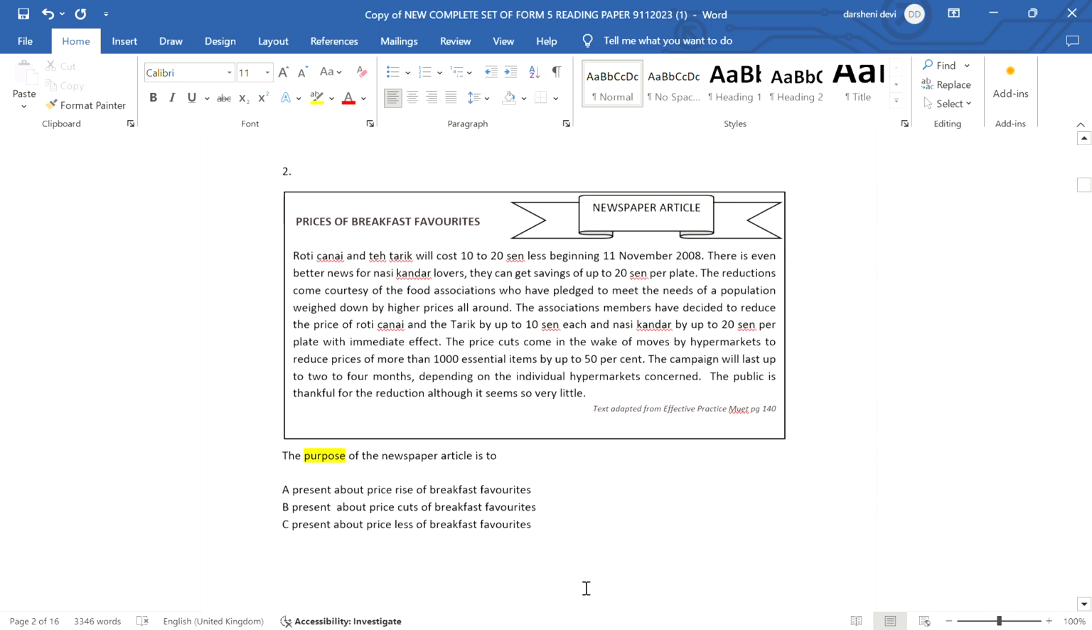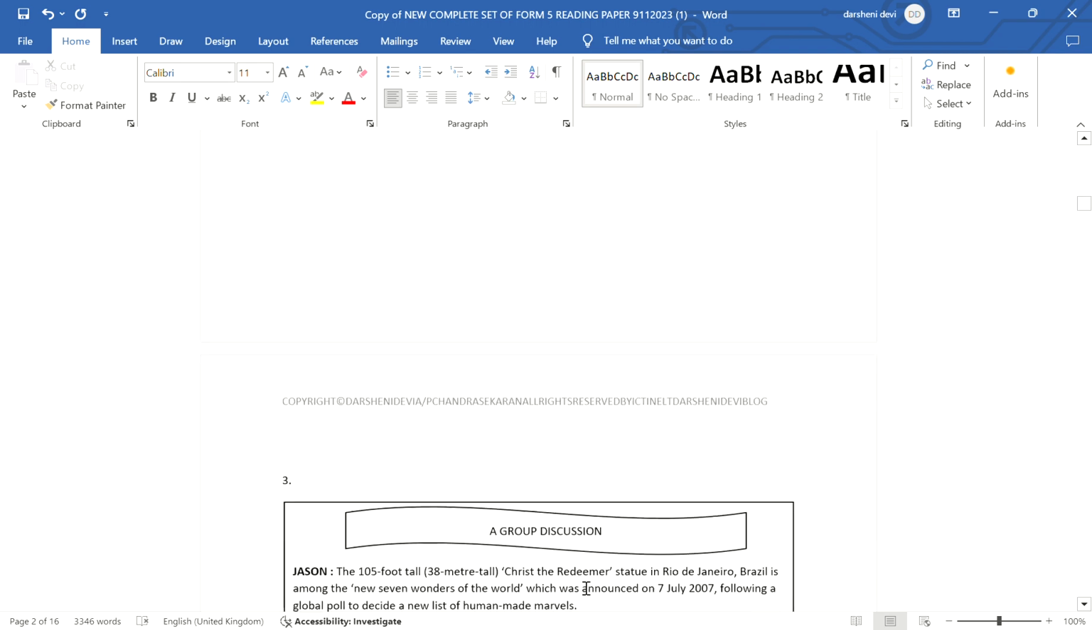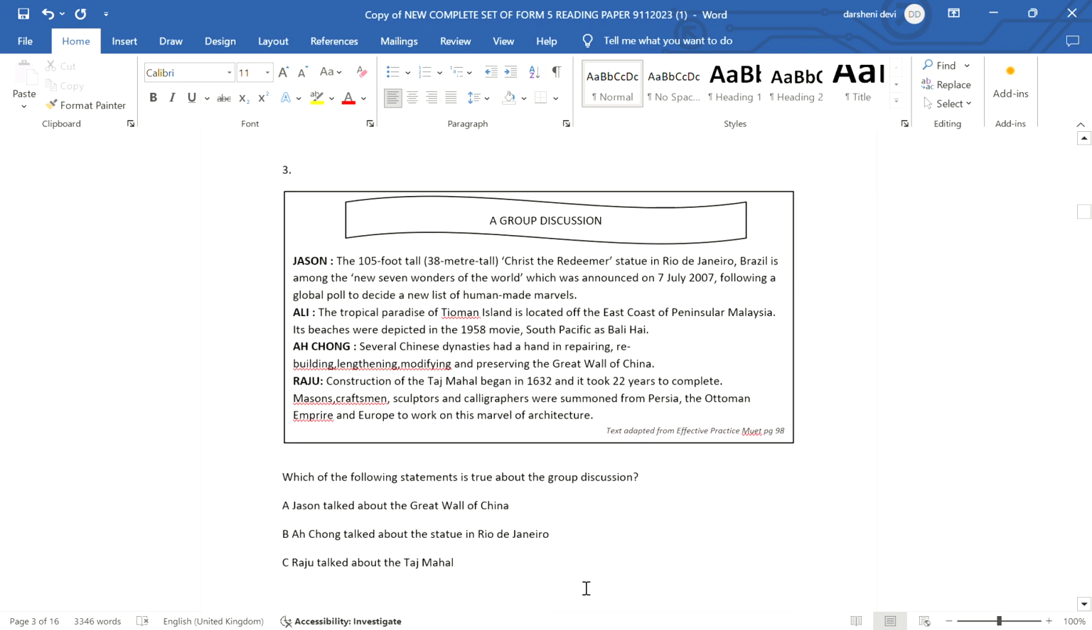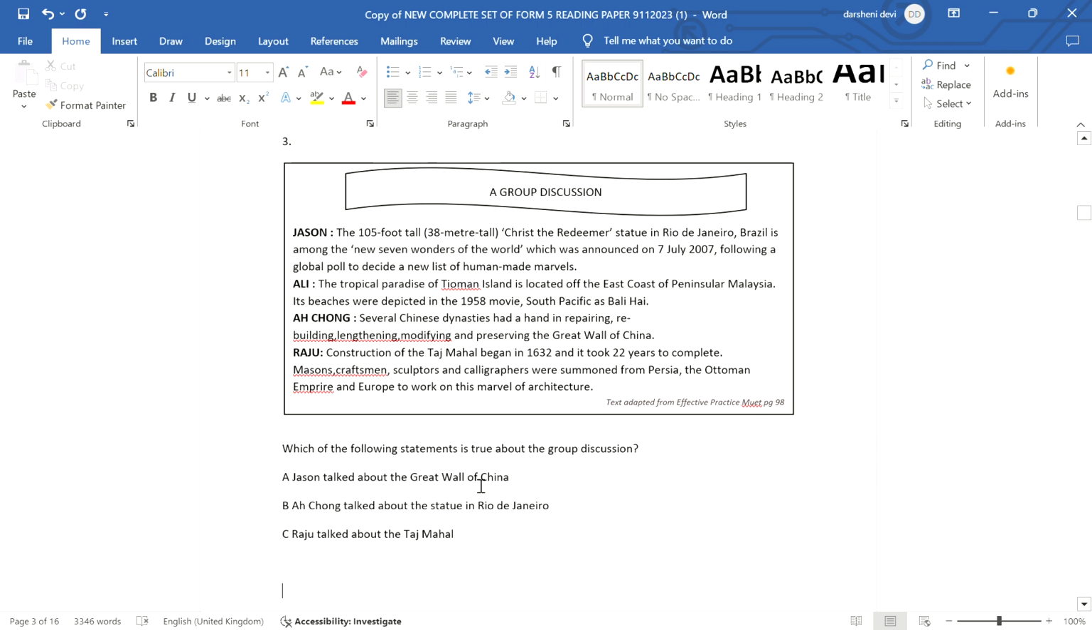Okay, and then let's look at question number 3. Sample question number 3. Which of the following statements is true about the group discussion? So here is also talking about true statements. So the keyword here is also true. And then as usual, read the options, try to find more keywords in the options and use all these keywords to find the answer in the text.